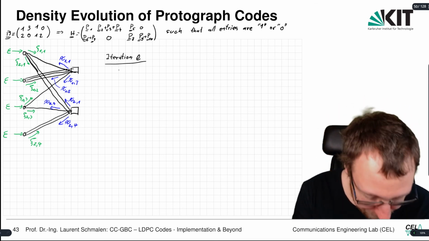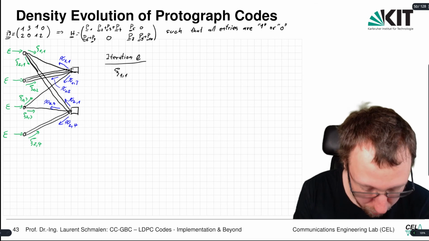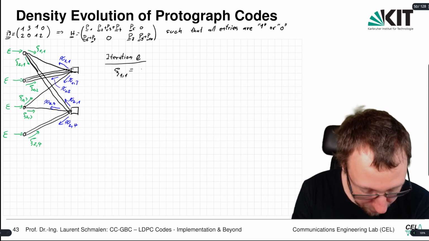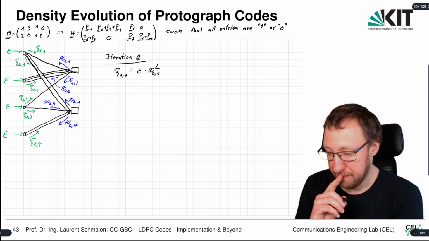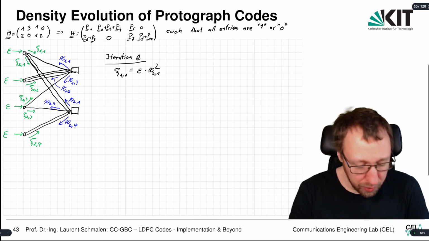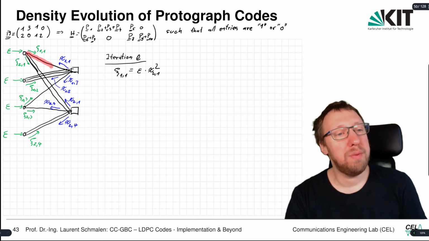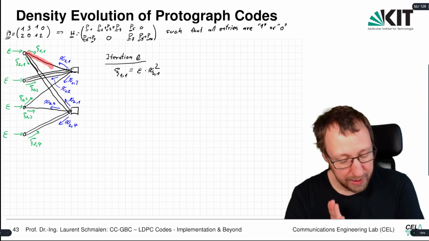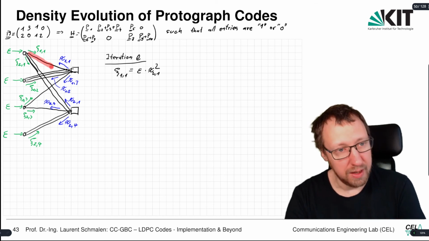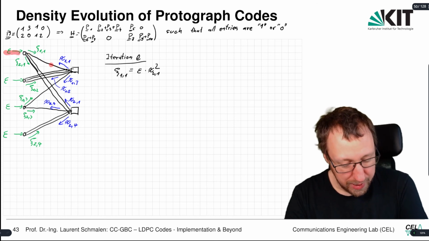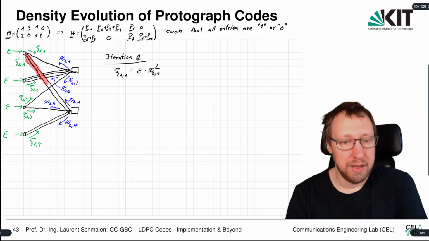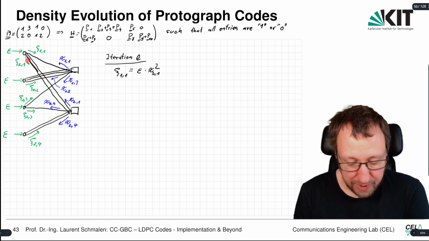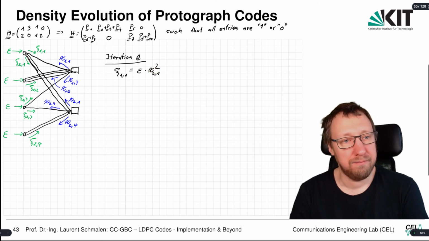At iteration L, we have C11, which is equal to epsilon times chi1 squared. Why is this? The outgoing message that we calculate here is obtained by covering the incoming message along this edge. So we are erased with probability epsilon, or we have two incoming messages that are erased with probability chi21. So the outgoing message is erased with probability chi21 squared times epsilon. Okay.